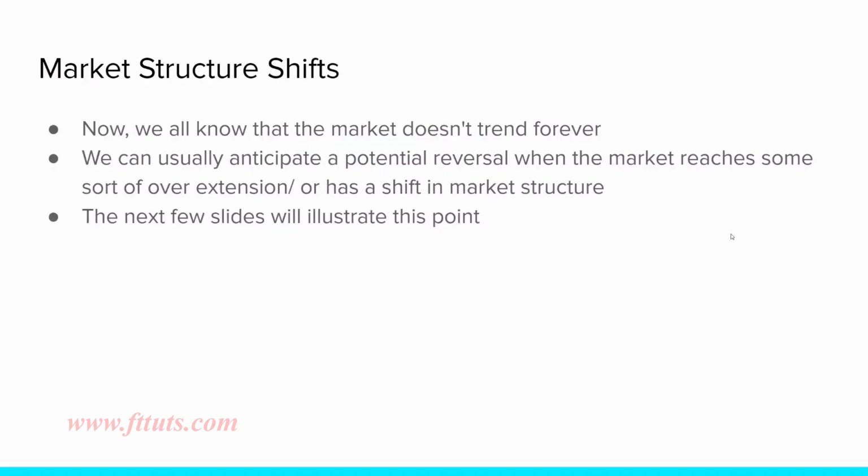Now, I'm going to go ahead and talk to you guys about market structure shifts. We all know that the market doesn't trend forever, right? Eventually a bullish market is going to reverse, and eventually a bearish market is going to have some form of reversal as well. So we can usually anticipate a potential reversal when the market reaches some sort of overextension or has a shift in market structure. The next few slides, I'm going to illustrate this point.